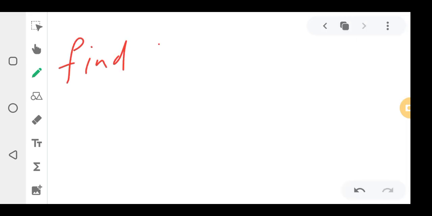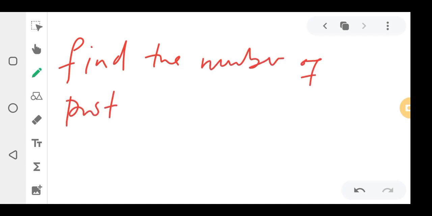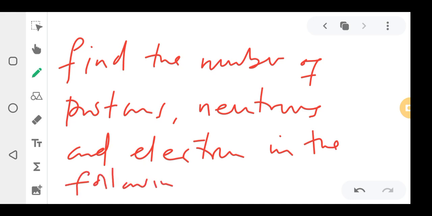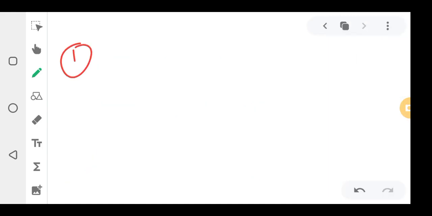Find the number of protons, neutrons, and electrons in the following ions. Okay, so these are the ions. 1, magnesium, Mg, 24, 12, 2 plus. That's the first one.